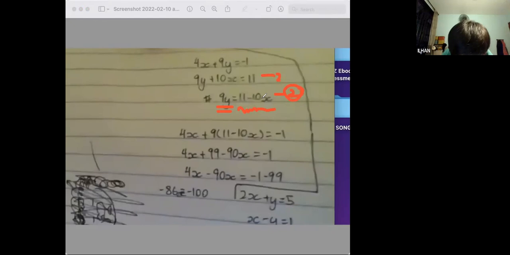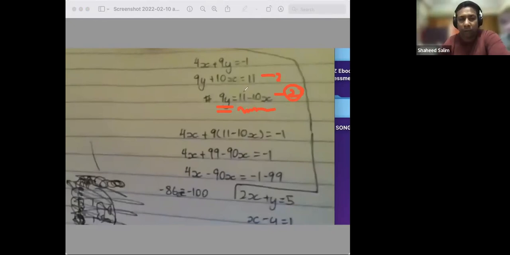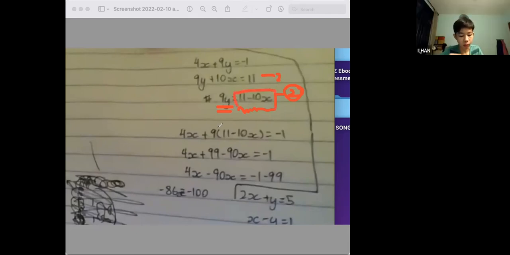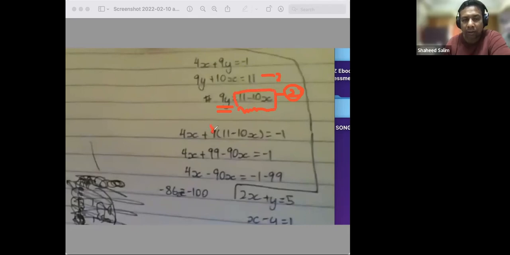Okay. So down here, can you see 9y is equals to this? So you don't need to put 9 times y. This whole thing, there's no 9 times y. This is 9y. Correct or not? So you put in this value here. You understand or not? Down here now, 11 minus 10x is the value for 9y. So the whole thing is substituted.